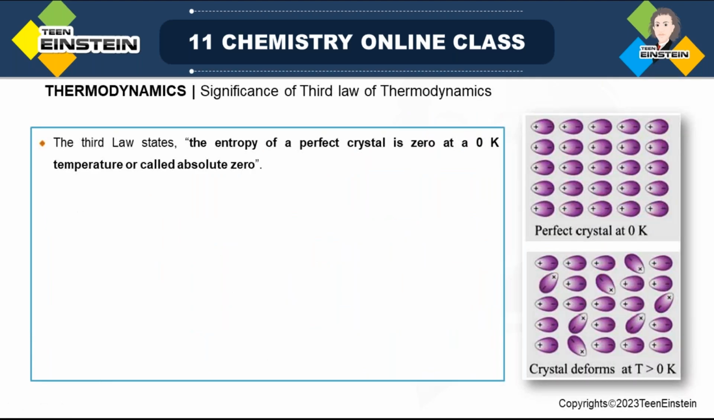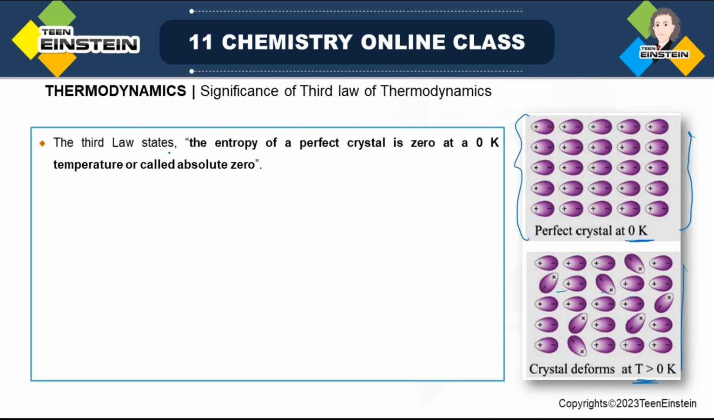Now, what is the significance of this law? To see in this picture, perfect crystal at 0 Kelvin, but if its temperature is greater than 0 Kelvin, there will be some randomness. See, it is not a perfect orderly arrangement, but in this case it is a perfectly ordered arrangement.